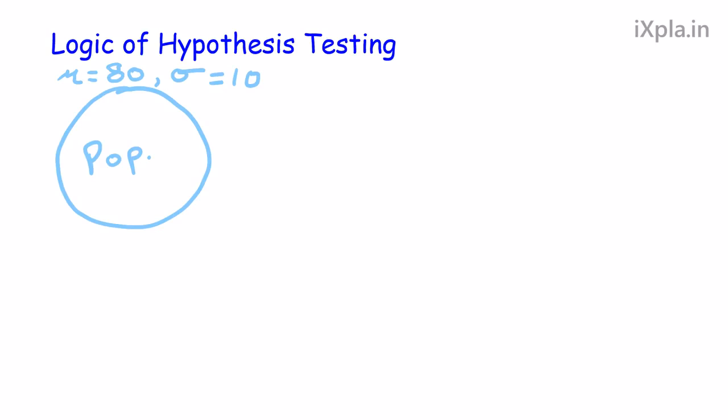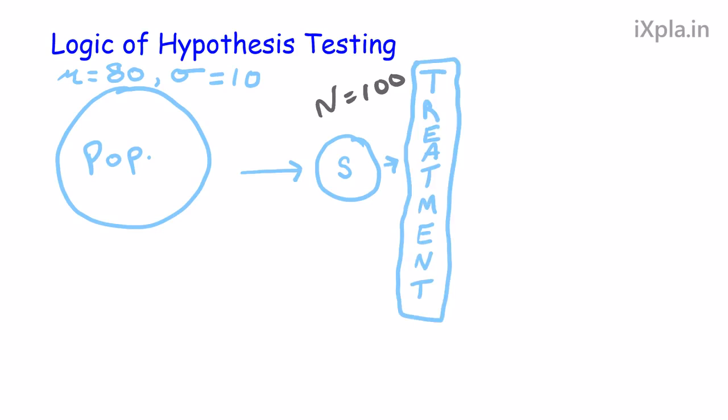Well, obviously, it'd be too costly or too time-consuming to study the entire population. So instead, they take a sample. And we're going to say that this sample has a sample size of n equals 100 people. And so every single one of these 100 people is going to get this treatment.